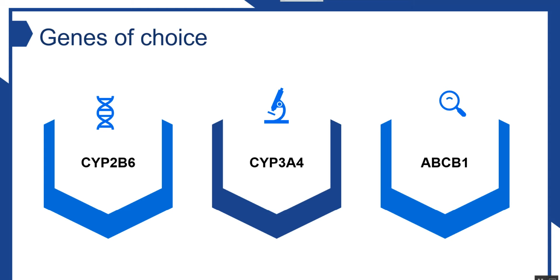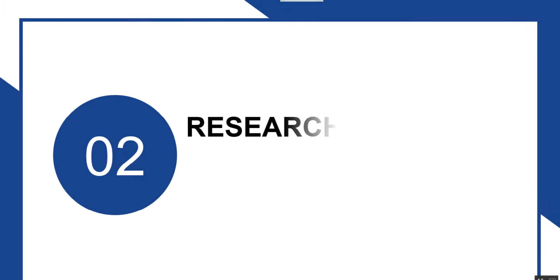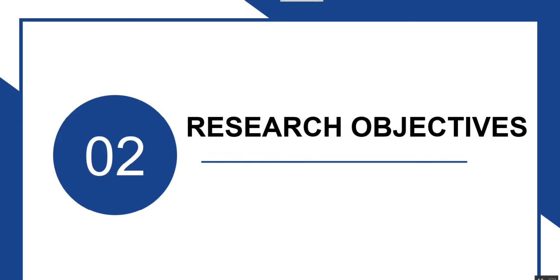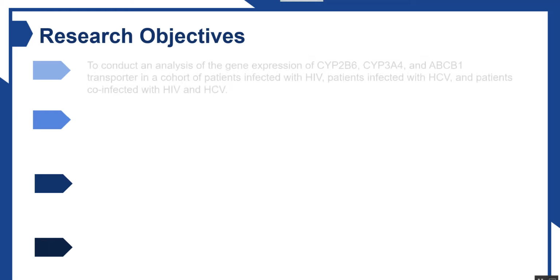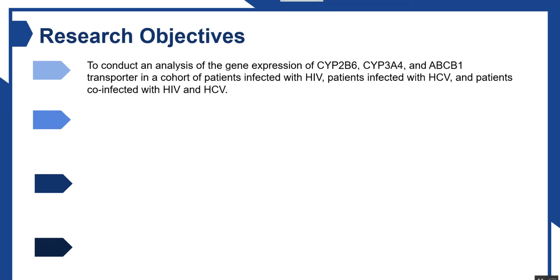When analyzing the specific population of HIV and HCV patients, some of these enzymes and transporters became more important than the others. In our research, we have conducted analysis of CYP2B6, CYP3A4, and ABCB1 transporter as well. The following research objectives were defined. First, to conduct an analysis of gene expression of CYP2B6, CYP3A4, and ABCB1 transporter in cohorts of patients infected with HIV, patients infected with HCV, and patients co-infected with HIV and HCV.